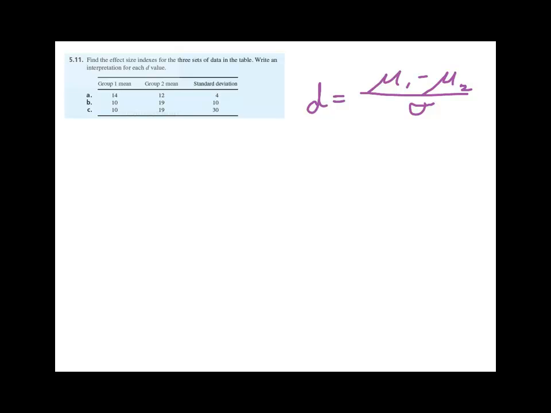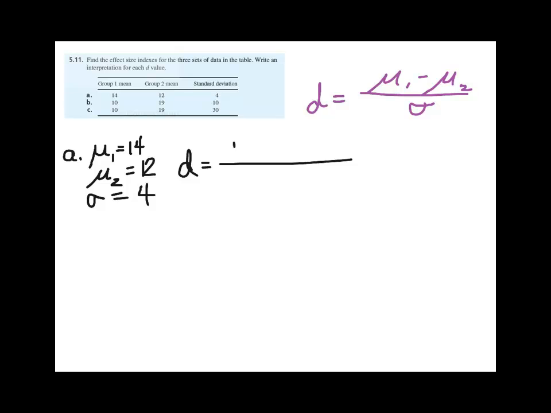So let's start off with part A. In part A, I have a group 1 mean of 14, so I'm going to assign that mu1 equals 14. And a group 2 mean, mu2, of 12. And a given standard deviation of 4. So to calculate my effect size index, I'm going to subtract the means, so mu1 minus mu2, and divide it by the standard deviation. Okay, that gives me a pretty easy math problem telling me the effect size index is 0.5.